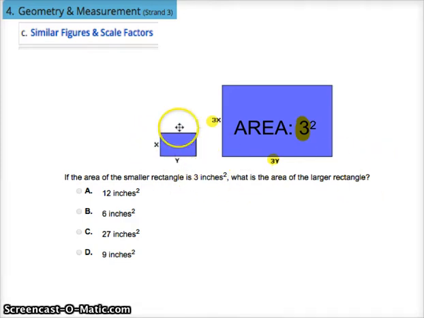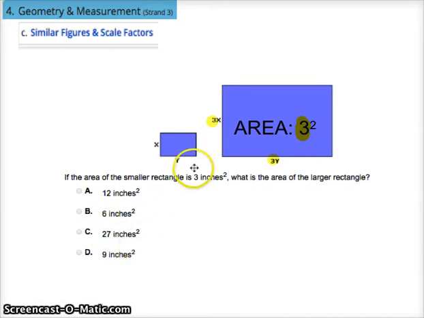Since this is 3 times the size and this is 3 times the size, that affects the area by a factor of 3 squared. So this is 9. 9 of these little rectangles would fit inside of this bigger rectangle. There'd be 3, 6, 9 of them fitting in there, because 3 times 3, it's 9 times as many. So you end up taking the area times 9. 3 times 9 is 27.